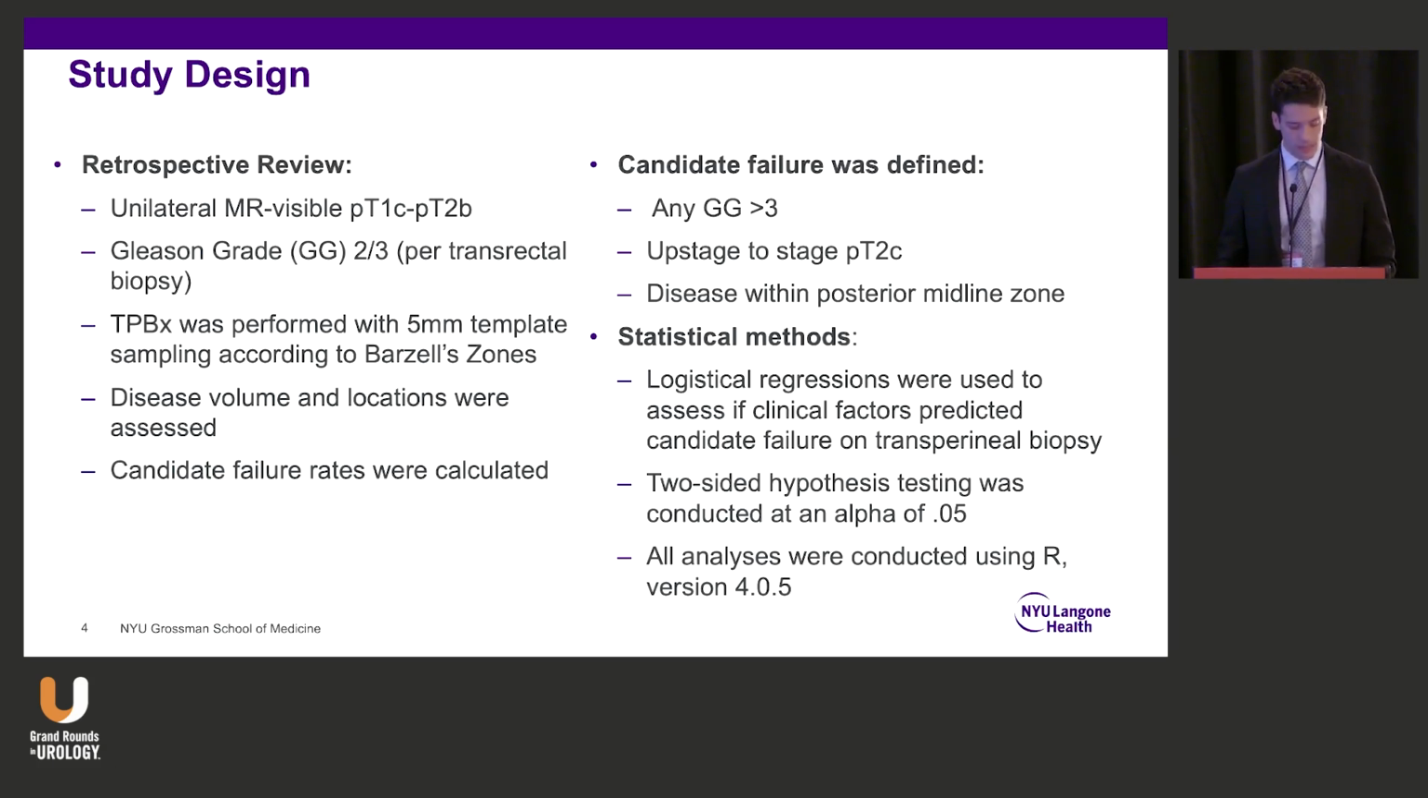We defined candidate failure as the following: either upgrade to Gleason grade group 3 or higher, identification of contralateral Gleason grade group 2 or higher, or disease within the posterior midline zone. This particular factor was chosen due to the technical challenge of achieving ablation in this anatomical region due to the presence of the urethral warming catheter during cryoablation. Logistic regressions were used to assess whether clinical factors predicted candidate failure. The clinical factors assessed included age, PSA, MRI information, and transrectal biopsy information.